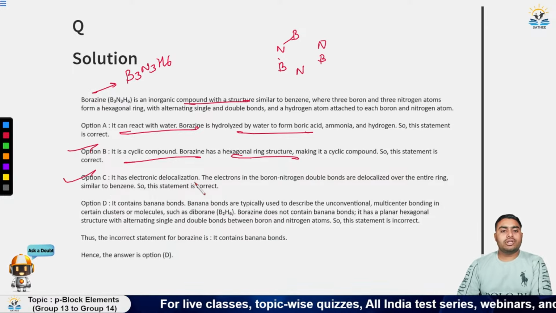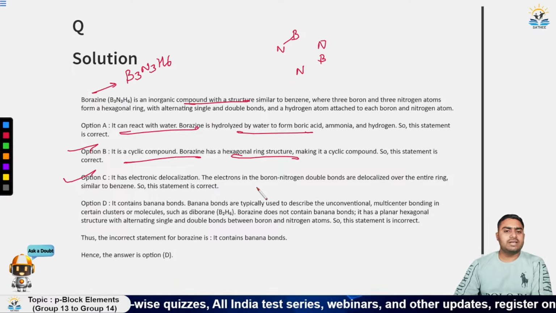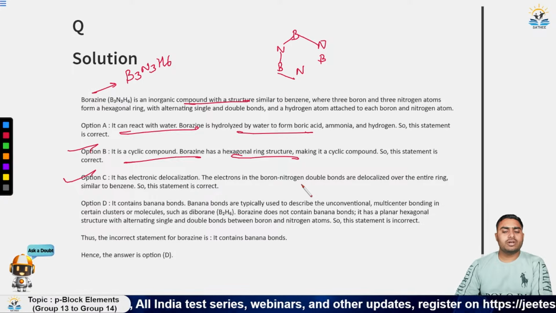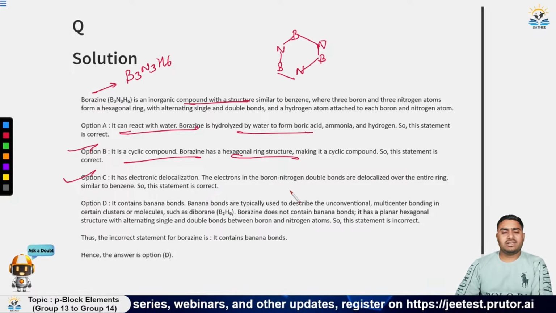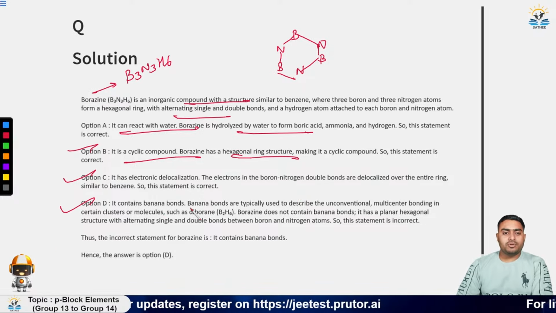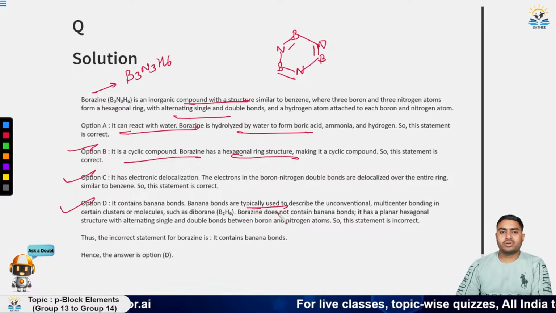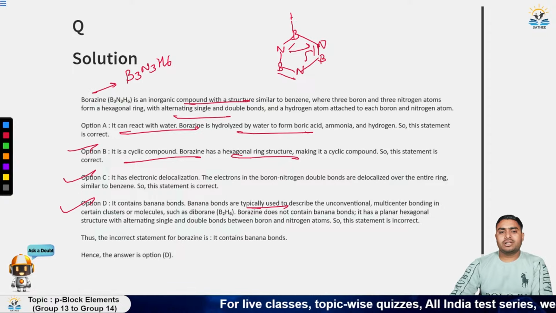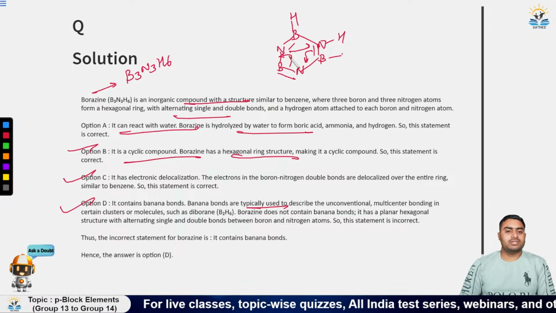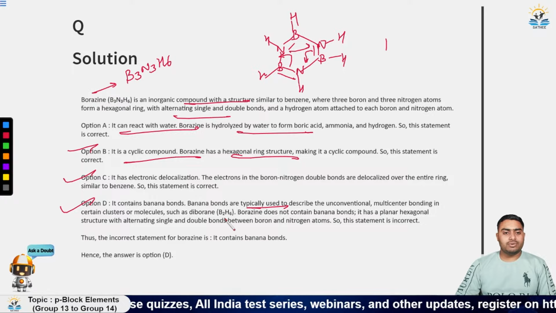It has electronic delocalization. Definitely alternate single double bonds are there, so they can delocalize. The electrons in the boron nitrogen double bonds are delocalized over the entire ring, like benzene. Next is option D. It contains banana bonds, which are typically used to describe the unconventional multi-center bonding in certain clusters or molecules, such as diborane B2H6.